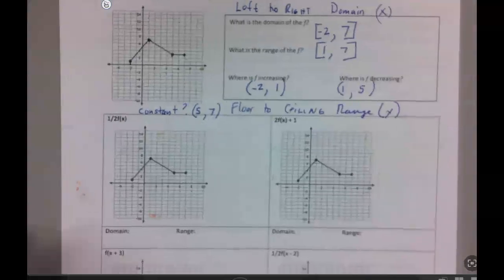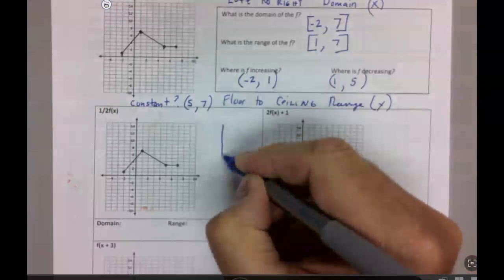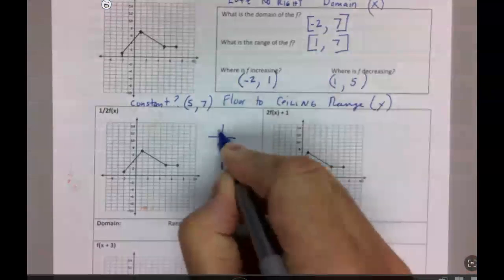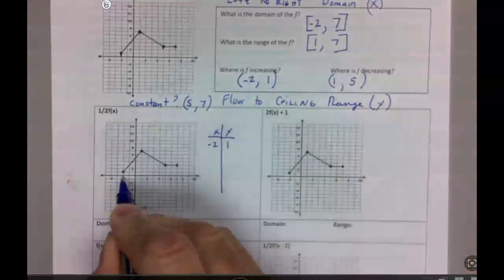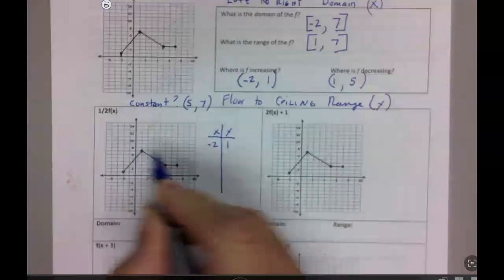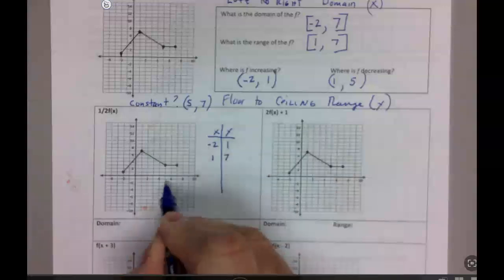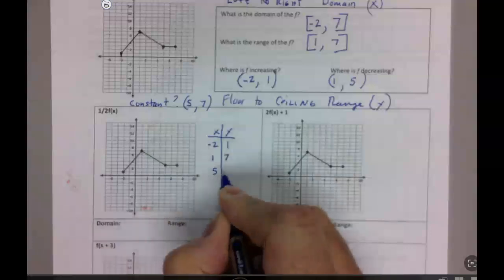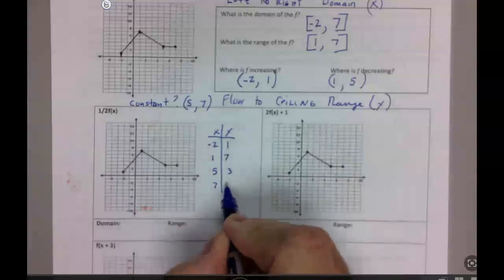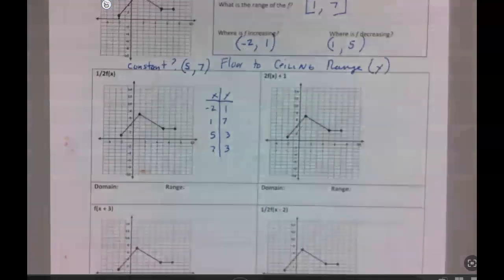This is how I do it, and this is kind of how I taught you today, so let's put our ordered pairs, here's our parent function, what we're starting with, okay? This is negative 2, 1, 1, 7, correct? That's that point. 5, 3, and 7, 3. Does everybody agree with me? That's my parent function.